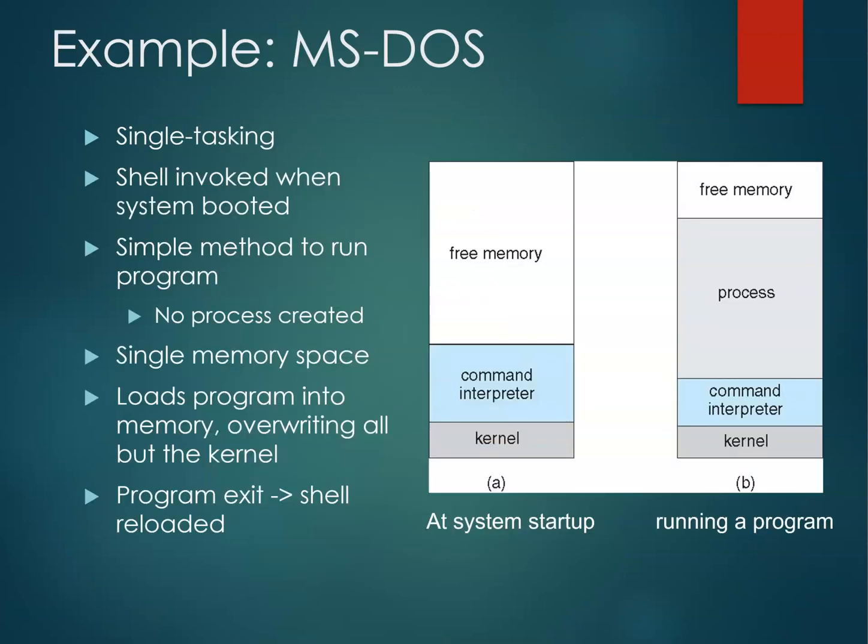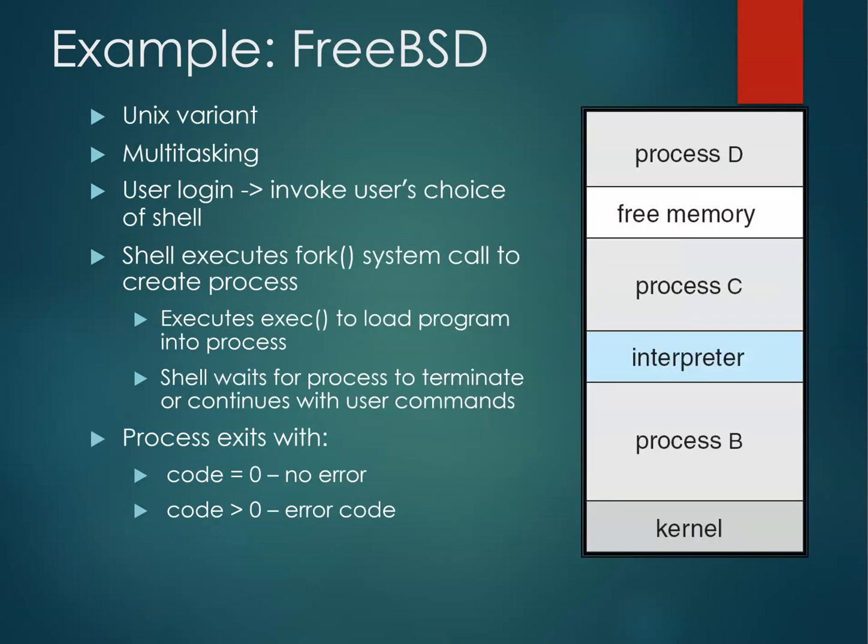Here's an example in MS-DOS. MS-DOS is single tasking. The shell is invoked when the system is booted. It has a simple method to run programs. It doesn't share processes, so no process is created. It has a single memory space. It loads programs into memory, overwriting all but the kernel. Program exit means the shell is reloaded. It's very simple, no contention, but also limited in its abilities.